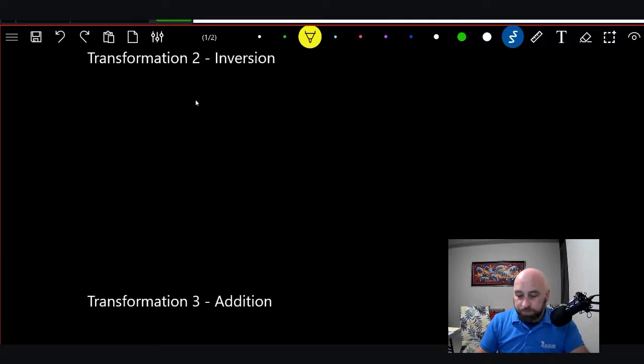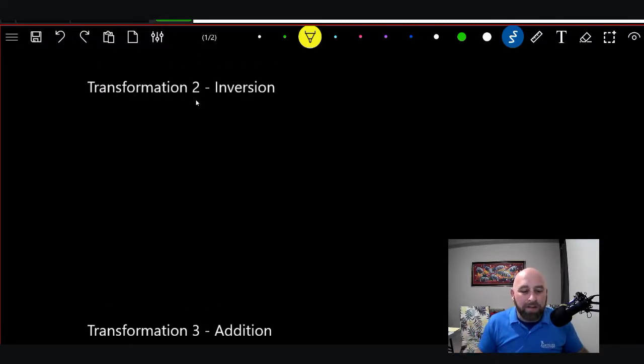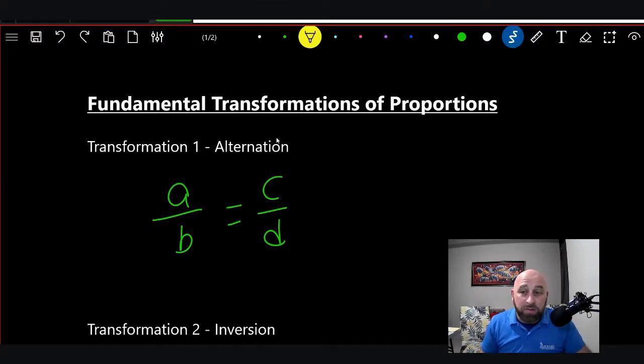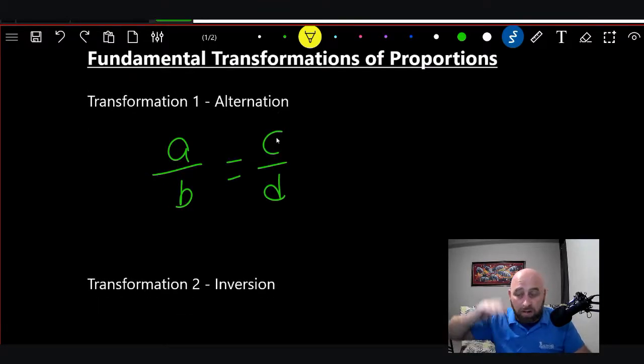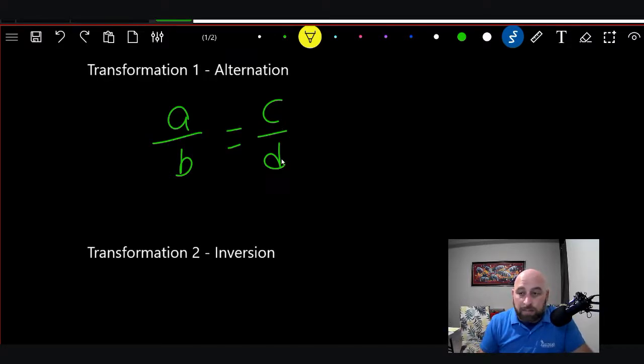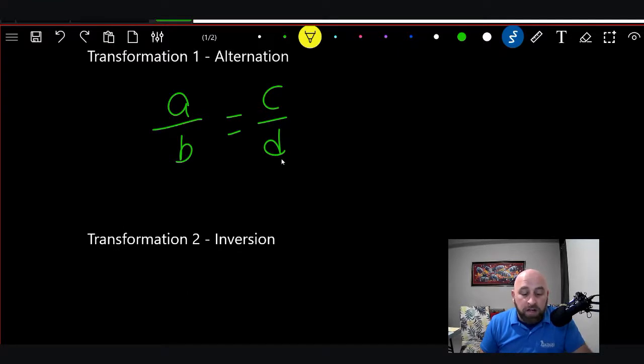All right, next one. Inversion. Transformation number 2 is inversion. To invert is to flip. And really, I kind of already explained that. So inversion and alternation is really the same thing, and I just explained it all at one time. If you look at the analysis on page 195 for transformation 2, it says same as in transformation 1. In other words, that principle is the same thing. Alternation and inversion are the same thing.